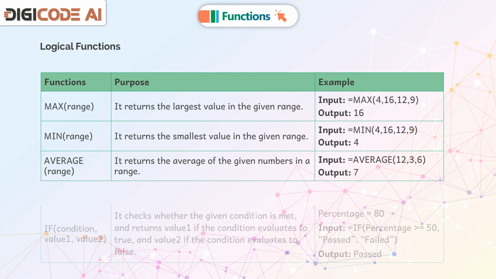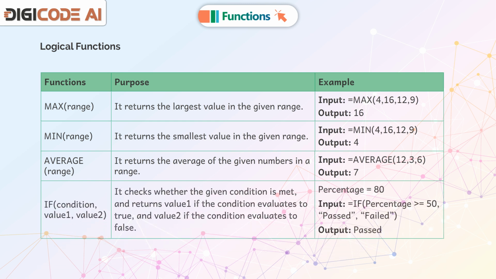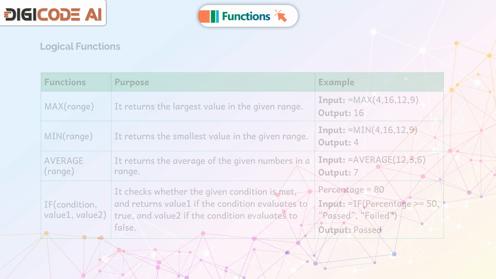Output: 7. If, condition, value 1, value 2. It checks whether the given condition is met and returns value 1 if the condition evaluates to true and value 2 if the condition evaluates to false. Percentage = 80. Input: =IF(percentage>=50,"passed","failed"). Output: passed.